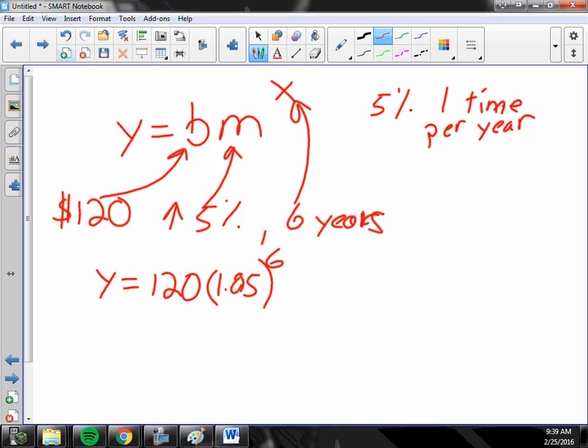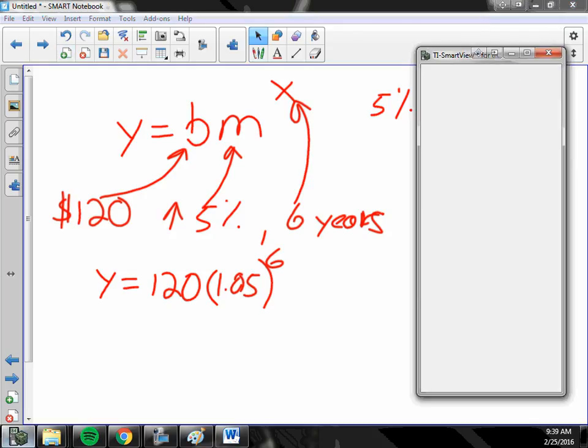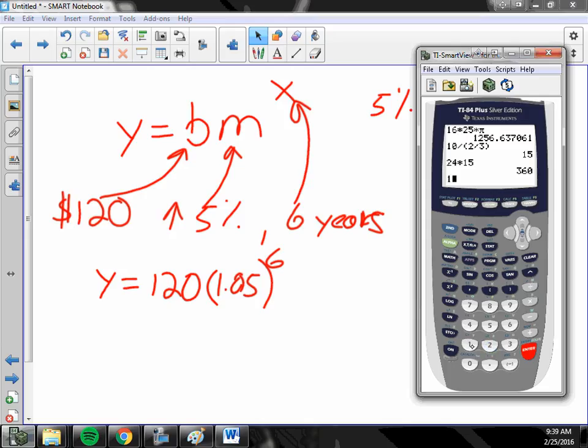Well, what if instead of getting paid at the end of the year, they paid you every 6 months? So you got 6 months worth of interest, and then you got another 6-month set of interest later. So let's look at some of these numbers. 120 times 1.05 raised to the 6th. Well, let's just raise it to the 1st. That might be a little easier to see. So if we raise it to the 1st, at the end of the year, we have $126.